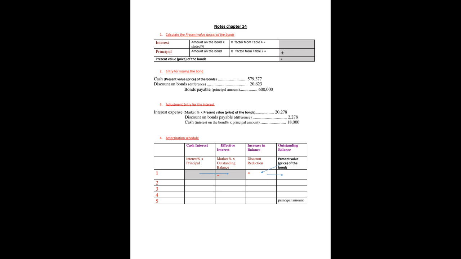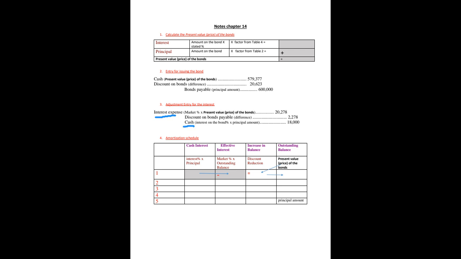Step number 3, we will ask you to write the adjustment entry for the interest. As we are paying interest every year, you are required to do the entry for the interest every year. So the entry itself will be from interest expense to cash, and of course the difference between both will be discount on bonds payable.